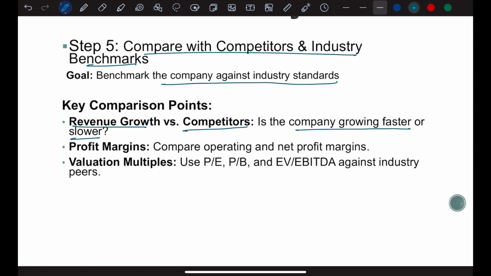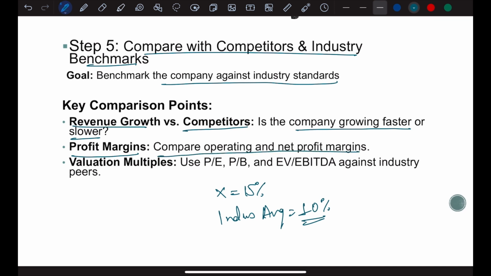The same thing. What is the profit margin? Let's say our company X is having a profit margin of 15%, while on the other hand the industry average says the profit margin within the industry is 10%, which means our company is delivering more profit within the same industry, which means the company has been operating efficiently, which is a good sign to start investing in the company. And that is what we are doing, comparing operating and net profit margin.